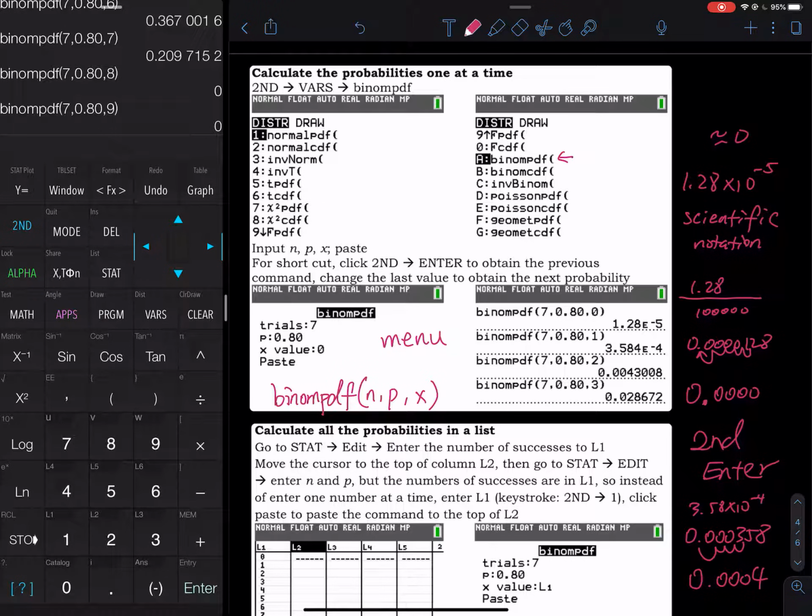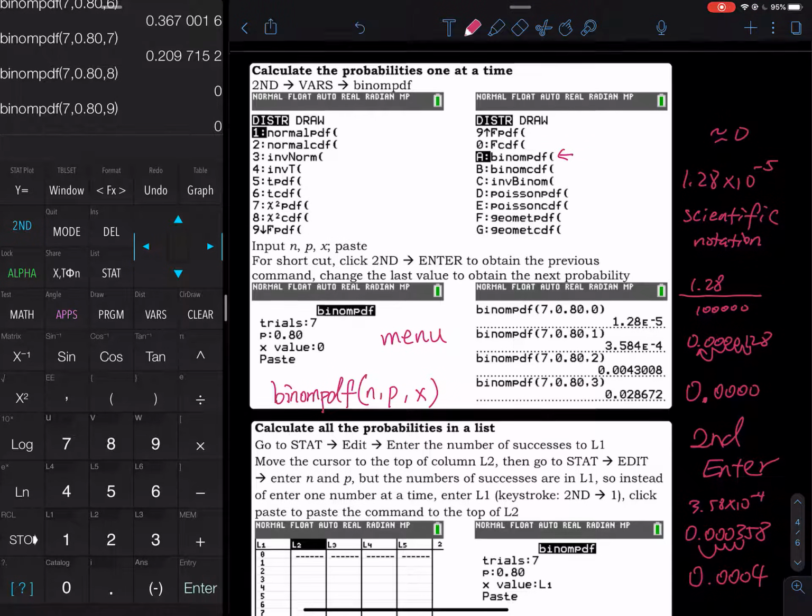All right, so this is getting the probabilities one at a time. If that is the method you prefer, go ahead and use that. It's not hard to do, just practice a few more times and you will be good with that. The one that I like the most is doing this with a list. We are doing statistics, we are handling data, so you need to know how to handle lists. So this is the list method.